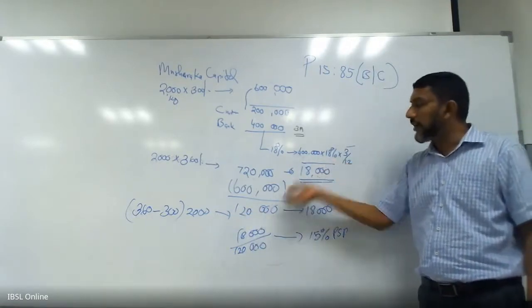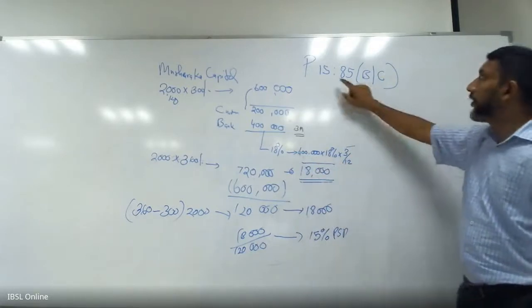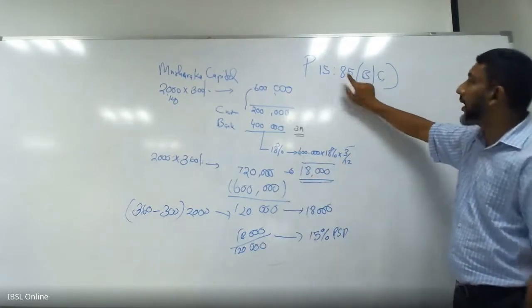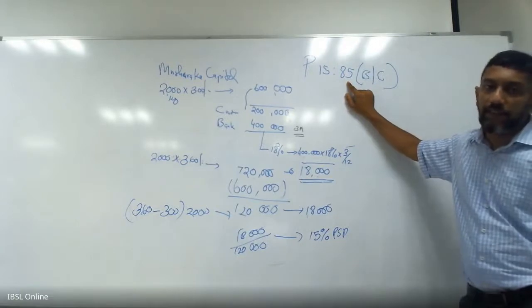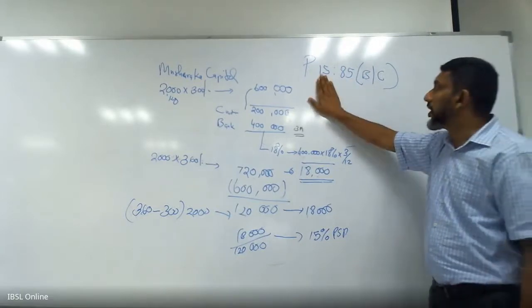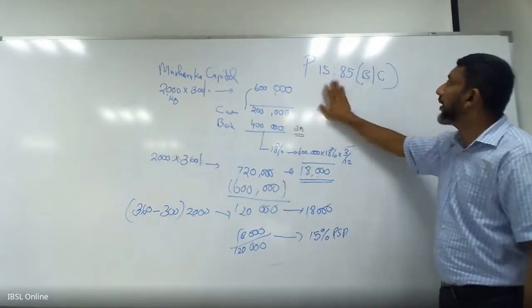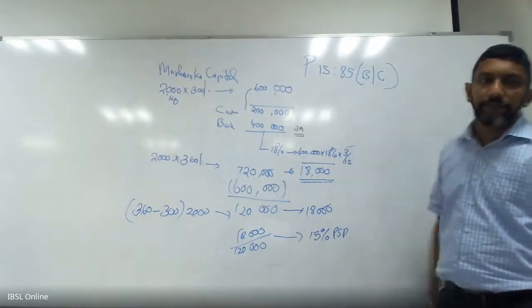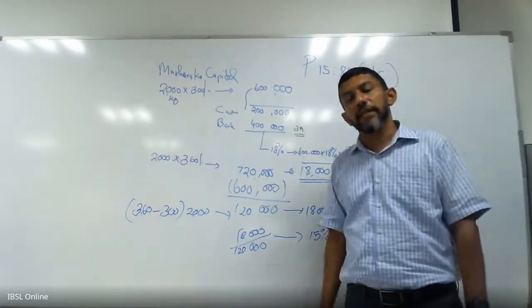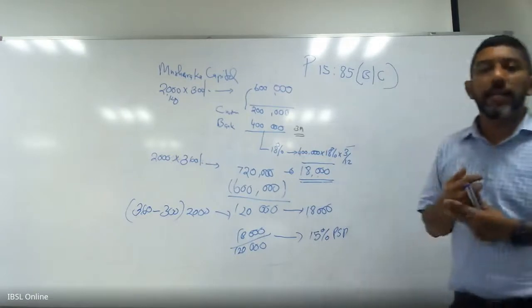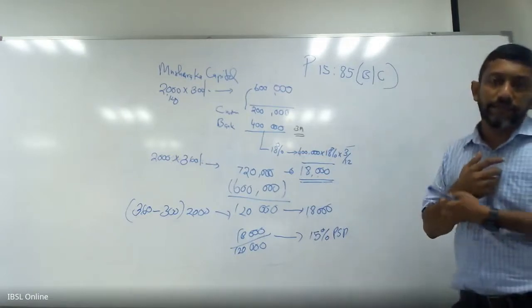So what's the share of profit we need? We need 15%, and the customer can take 85%. So the profit sharing ratio is 15 to the bank and 85 to the customer. That's how we arrived at the proposed profit sharing ratio.